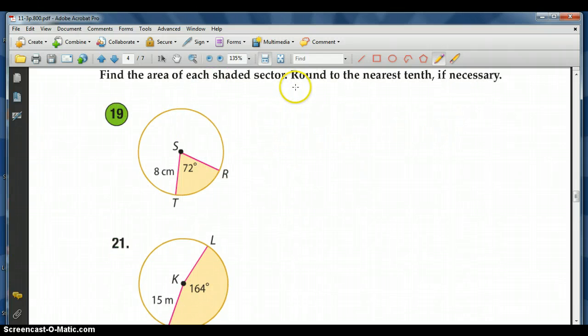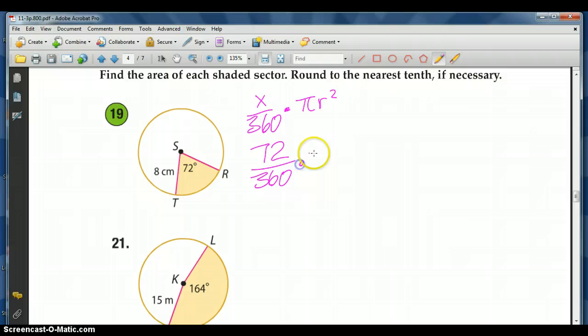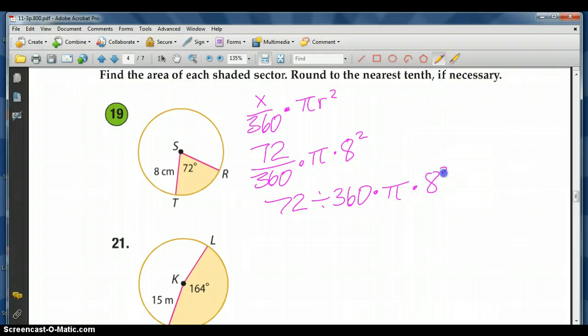Find the area of each shaded sector, round to the nearest tenth if necessary. So area of a sector is equal to x over 360 times area of the circle, pi r squared. X being our central angle, in this case 72 degrees. And our radius is 8. So 72 divided by 360 times pi times 8 squared will give you approximately 40.2 square centimeters.